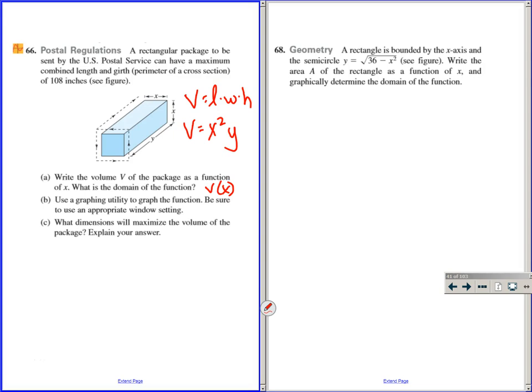So what is 108? This is where some of you might have gotten the perimeter of a cross section. Or no, it's the maximum combined length and girth. Okay, yeah, then we got lost. We're like, okay, so perimeter of a cross section. The cross section, an area where two points meet.